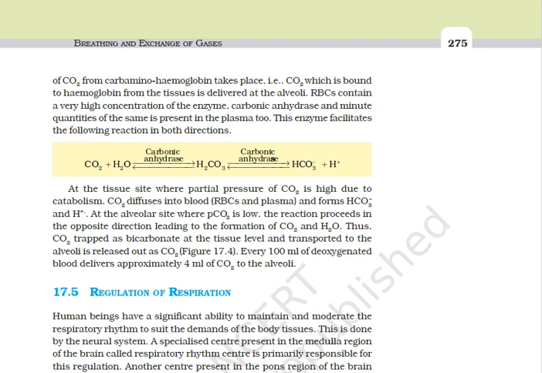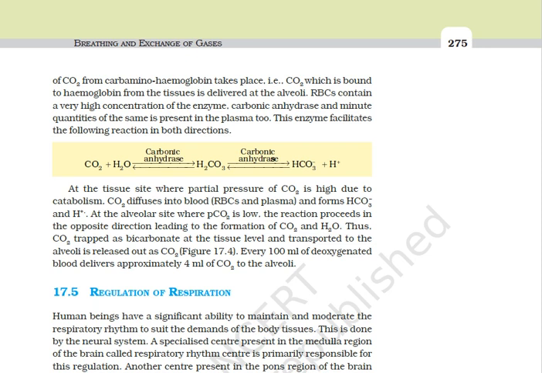At the alveolar site where PCO2 is low, the reaction proceeds in the opposite direction, leading to the formation of CO2 and H2O. Thus, CO2 is trapped as bicarbonate at the tissue level and transported to alveoli and released out as CO2.